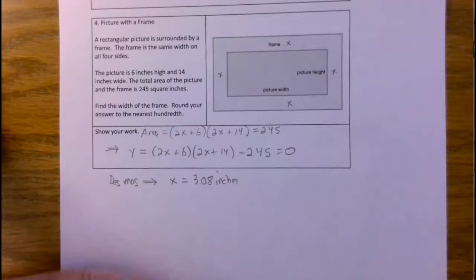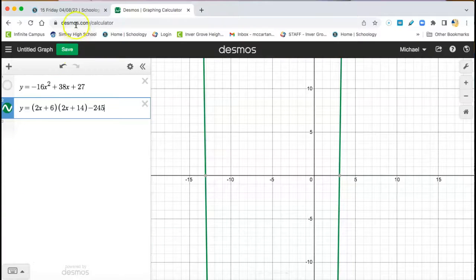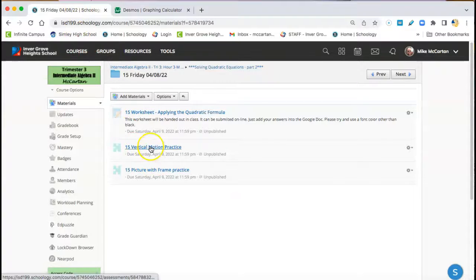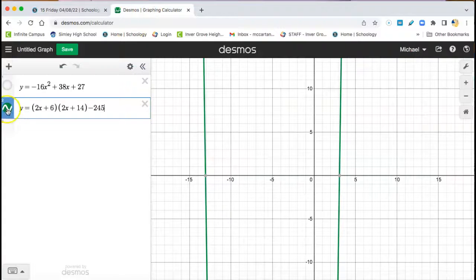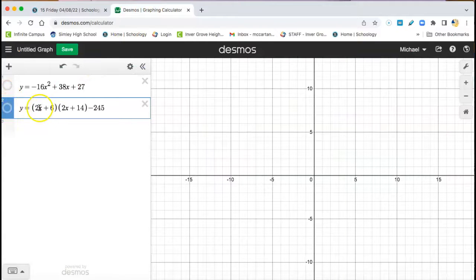You can use Desmos, and you can use that too for the two assignments for today. You can use Desmos, the vertical motion and the picture, because once you get set up in Desmos, just use both of them. You can close this one out. There's always going to be a 2x. It'll give you two numbers, the 6 and the 14, and then it will give you the total area, the 245, whatever it gives you, put it over here.